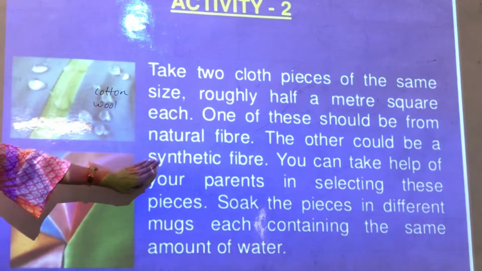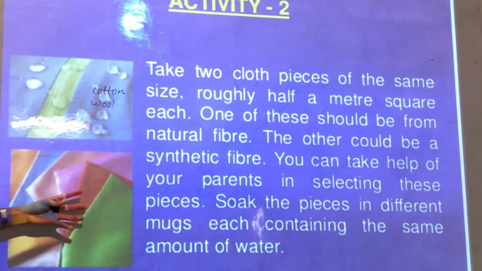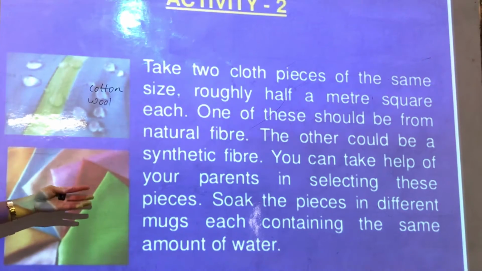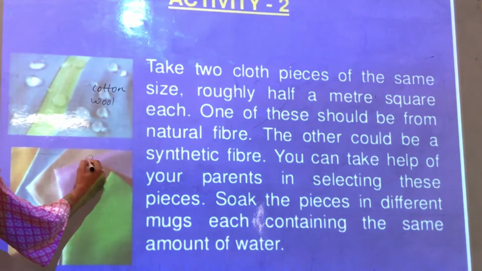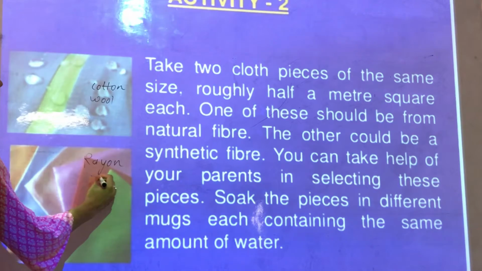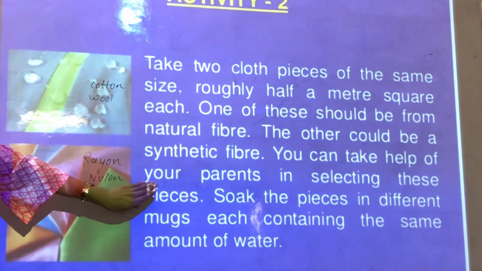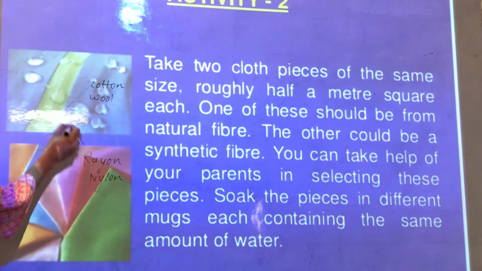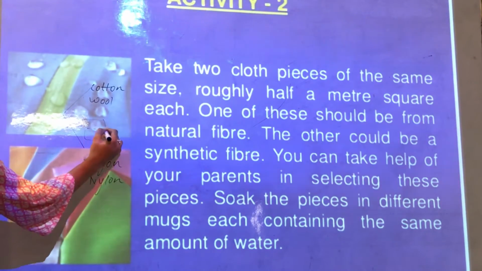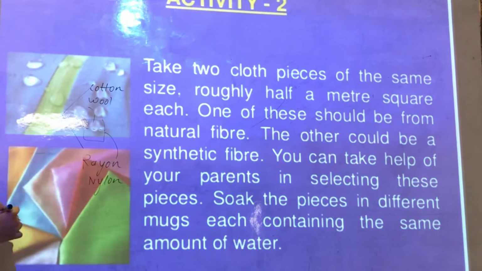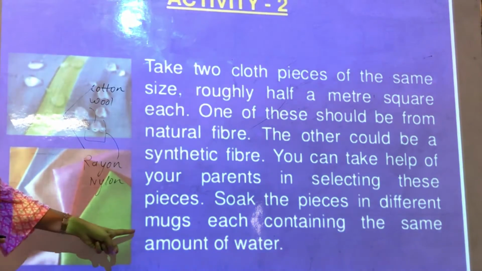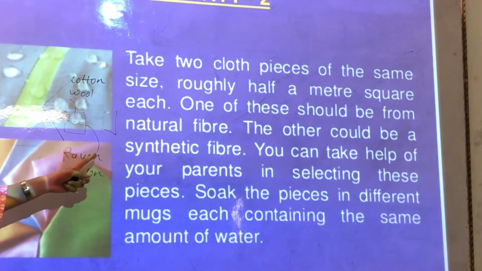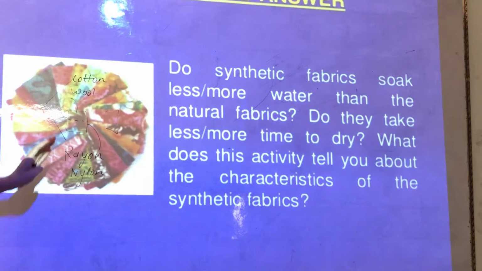The other could be a synthetic fiber. It can be nylon, acrylic, polyester, or rayon. So try to collect these two types of fibers, and take the help of your parents in selecting these pieces. Soak the pieces in different mugs. Take a mug full of water and soak the pieces. Take two different mugs: in one soak the natural fiber, in the other soak the synthetic fiber.